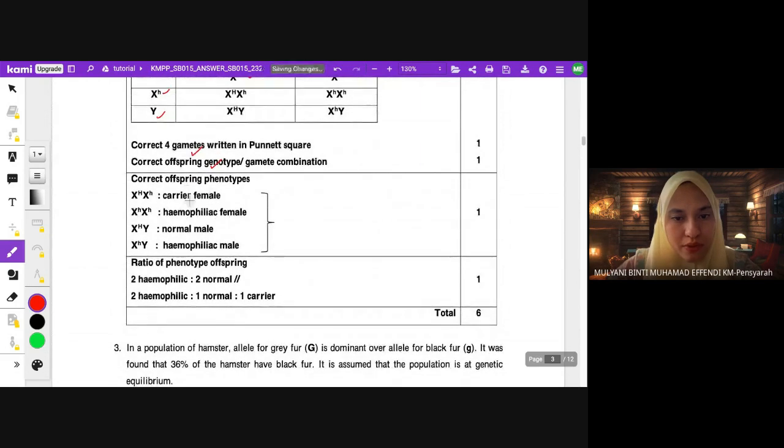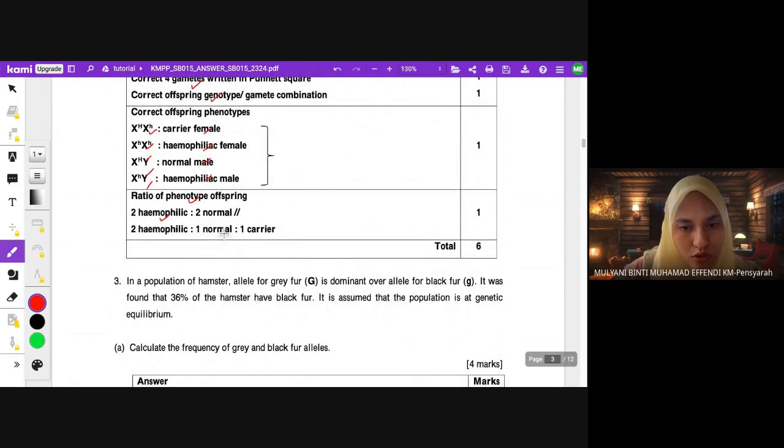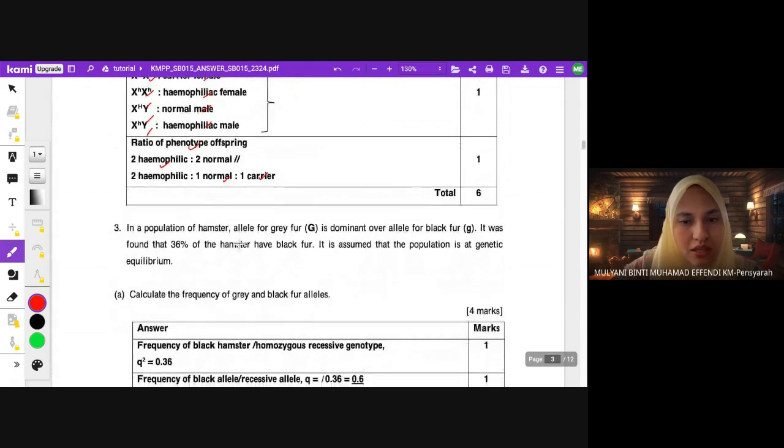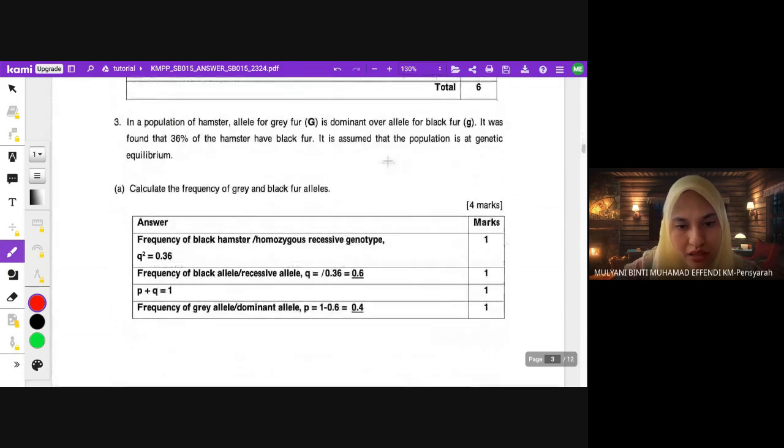Okay, so correct offsprings yang terhasil adalah ini, dan jangan lupa tulis dia punya phenotypes. Okay, so ratio yang perlu ada adalah phenotypic ratio-nya 2 hemophilia, satu normal dan juga satu carrier. Okay. So sebab dalam soalan ni dia tanya kena masuk ratio dan juga phenotypes yang ada terhasil anak tu lah.